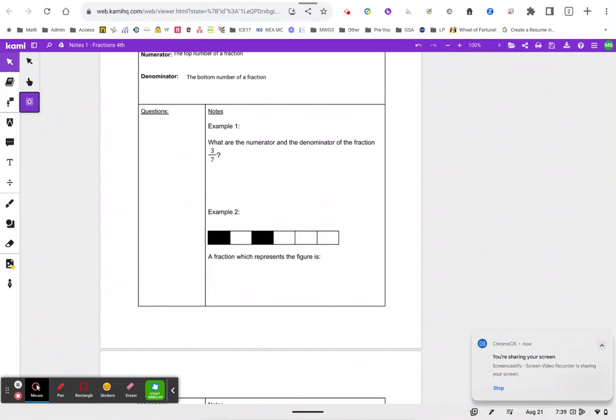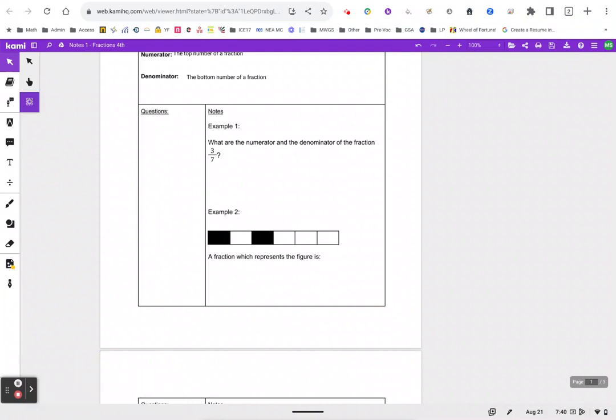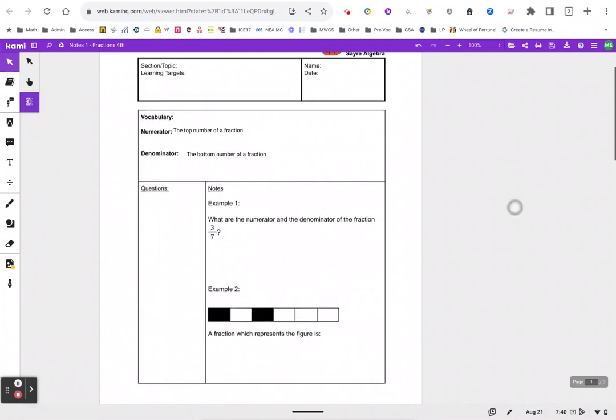Hey, Algebra. Sorry I'm not there today. I have a sick kid at home, so I'm going to work through these notes with you if you just want to follow along.